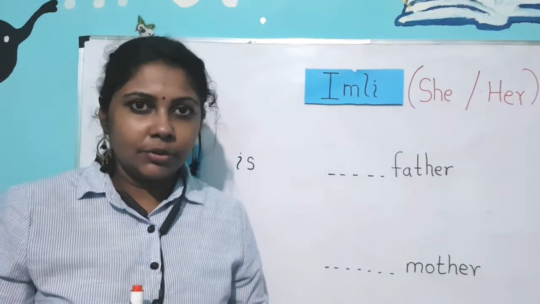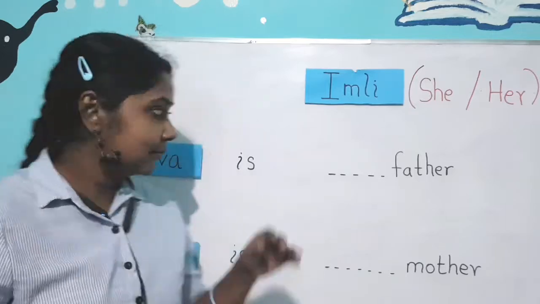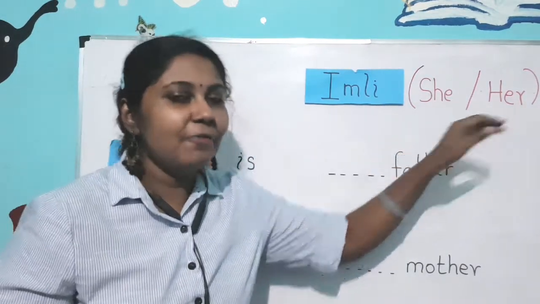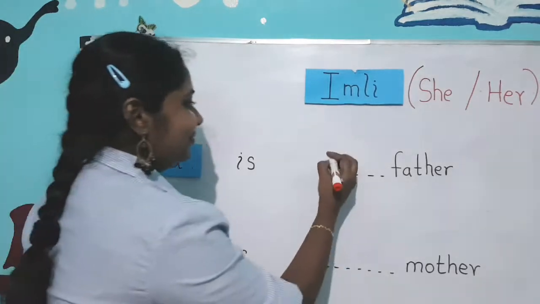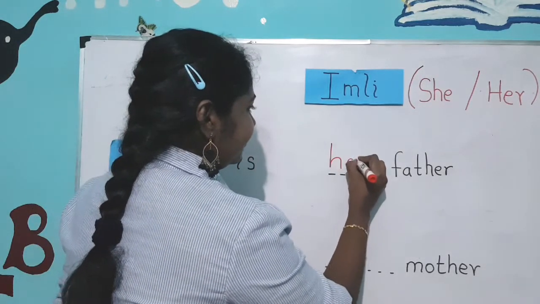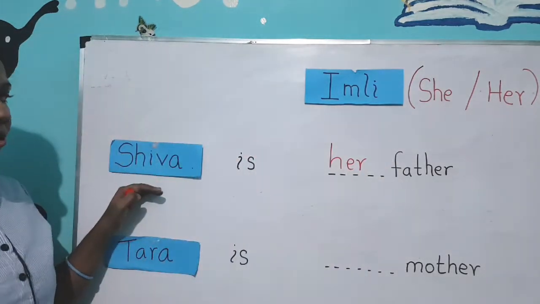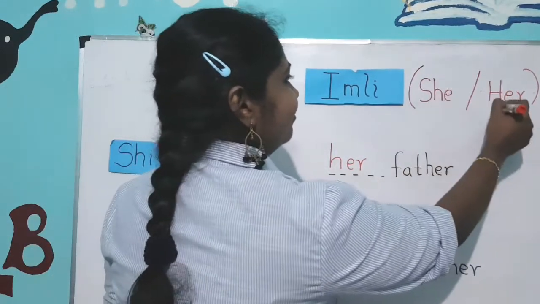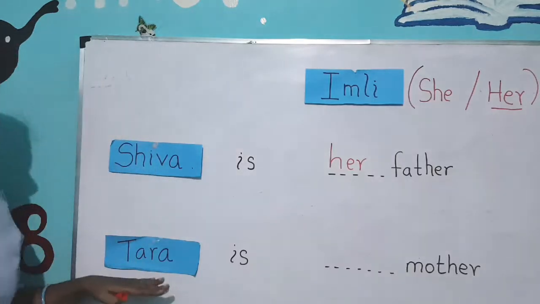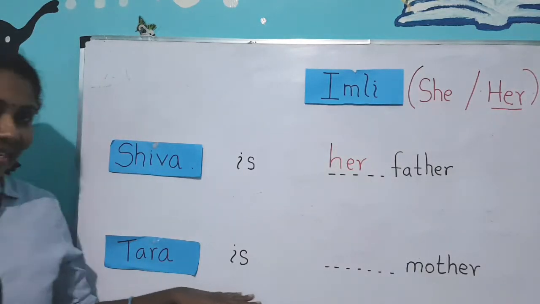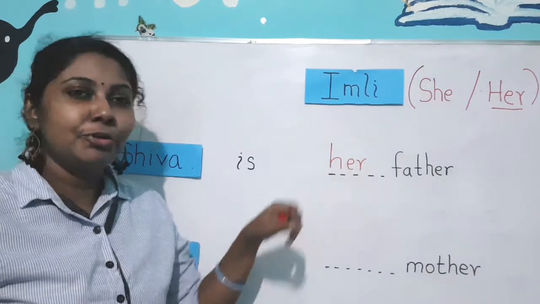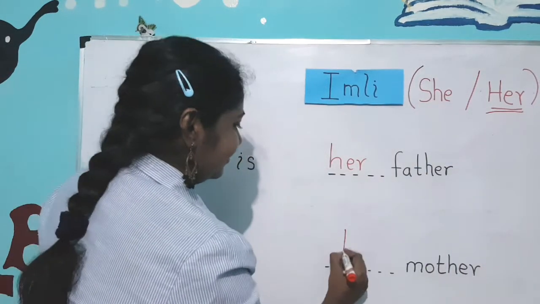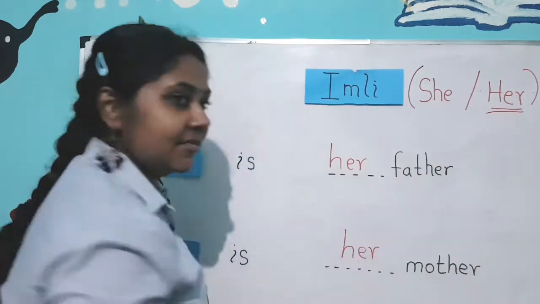Finish? Okay, tell me the answer. Shiva is her father. Good. Tara is her mother. Very good.